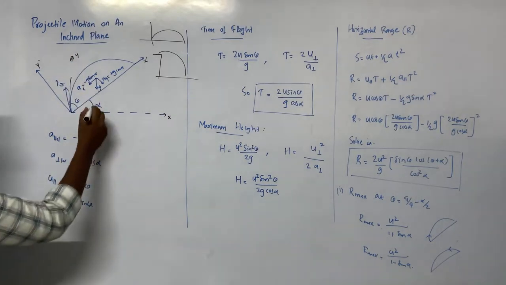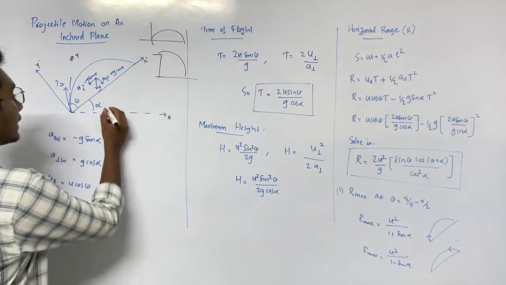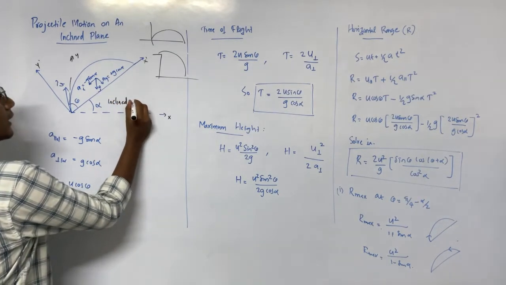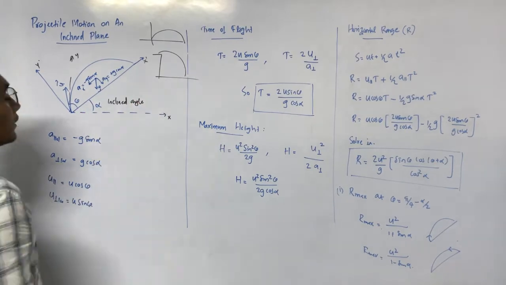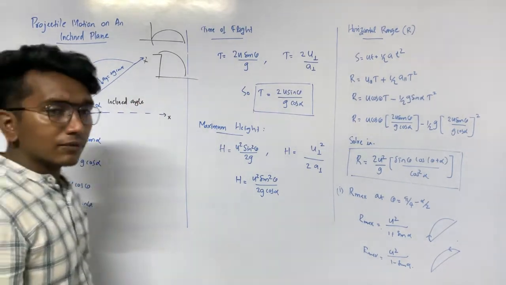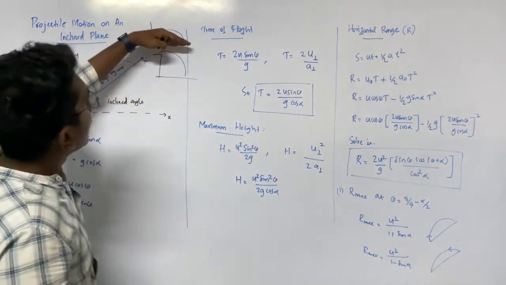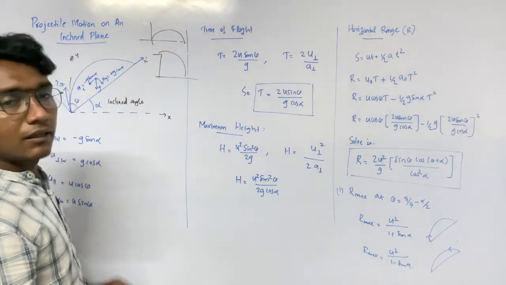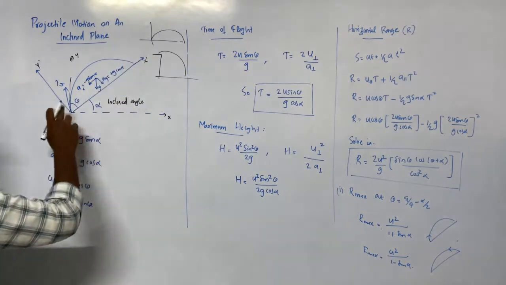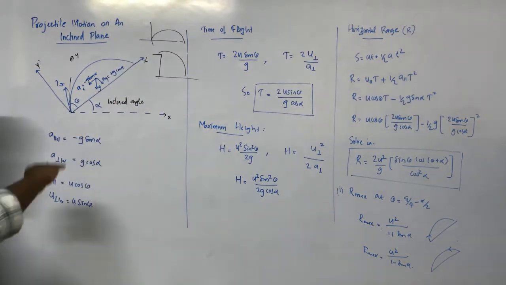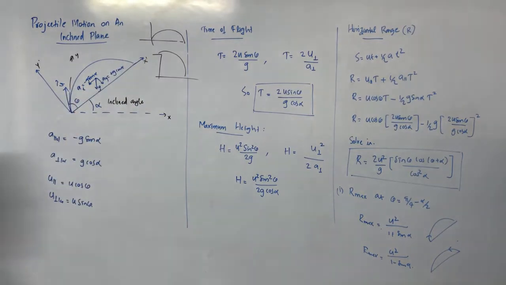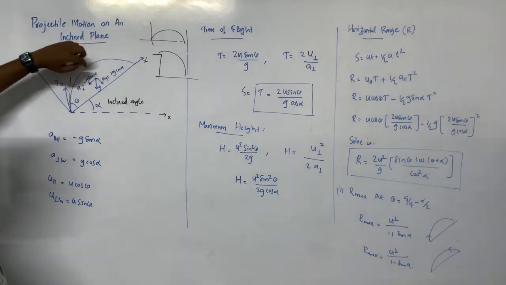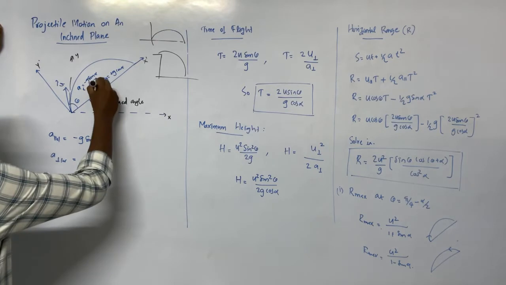So now alpha is the angle of inclination of the plane, and theta is the usual angle of projection. Look at this. This is exactly the oblique projectile motion, but I kept it on an inclined plane. That's it.